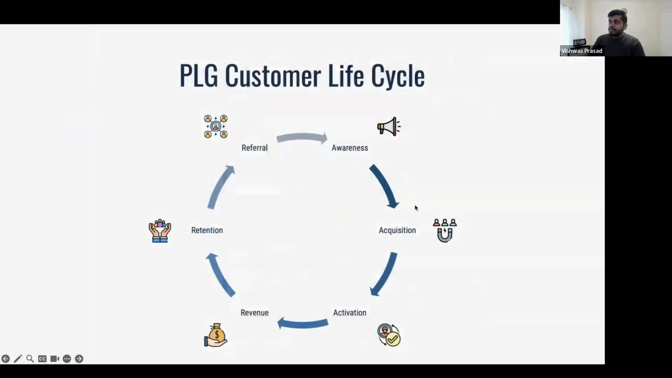We also looked at the product-led growth customer lifecycle, from awareness to acquisition to activation, retention, revenue, and referral. And we looked at different mechanics to get every user that you acquire to bring more users into the app and business so that you can actually grow organically without having to spend marketing dollars on every user you acquire.